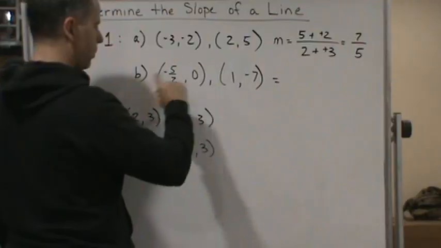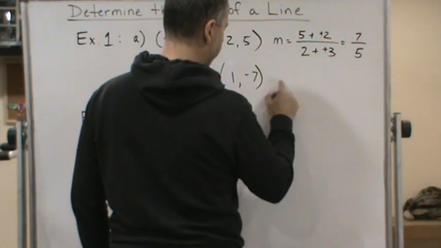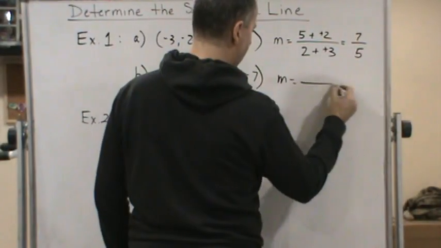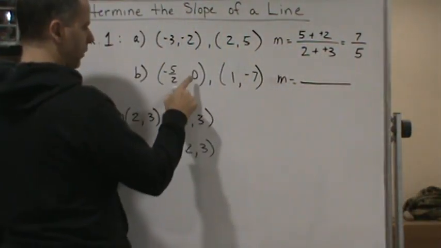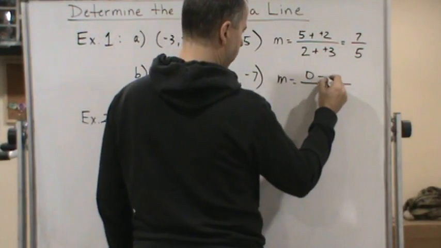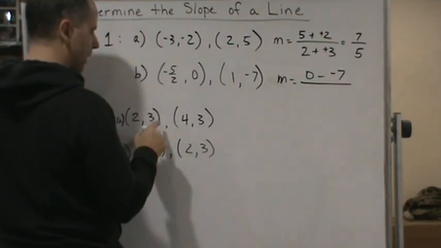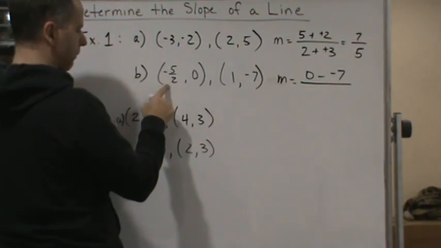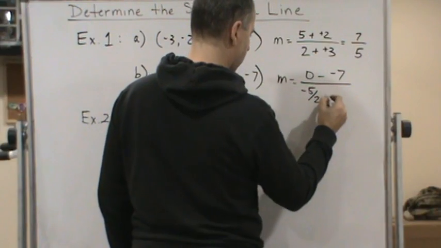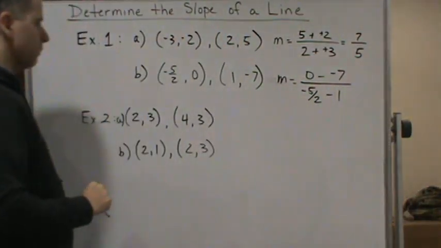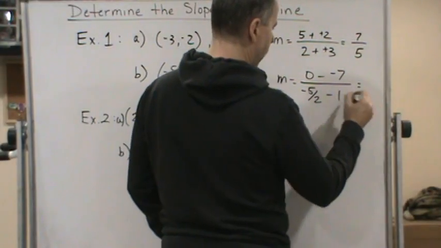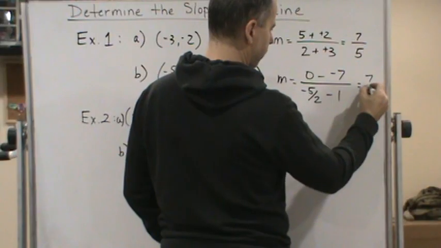Let's do the other way. On the top let's do y1 minus y2. Let's do this one: 0 minus a negative 7. And then on the bottom we're going to do negative 5 halves minus 1. And so what does this give us? Well, this gives us a plus 7.